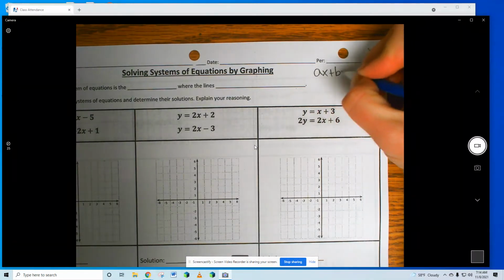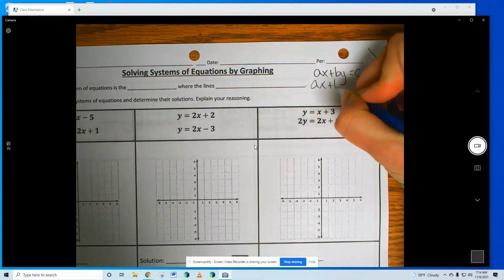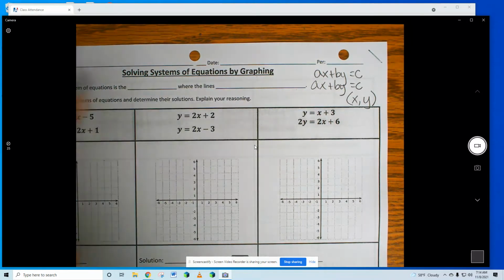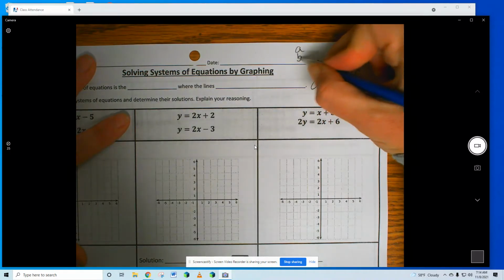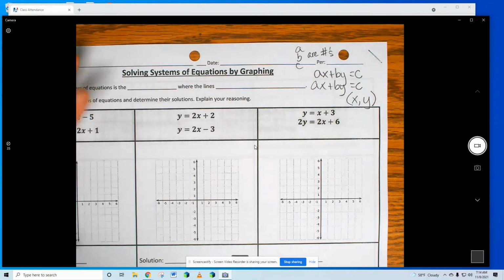So I'll be doing a standard form of one equation and then another equation, and my job is to figure out what xy ordered pair would fit into both of those. Please know that a, b, and c are numbers: a 2, a 5, a -1, anything.